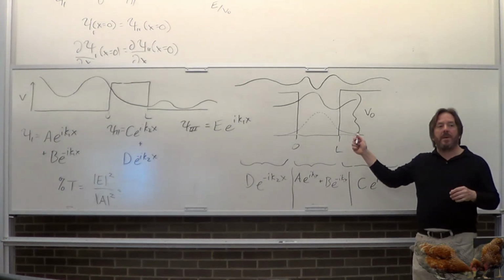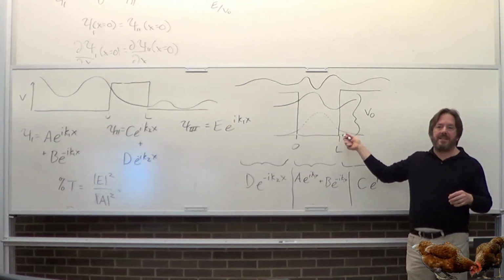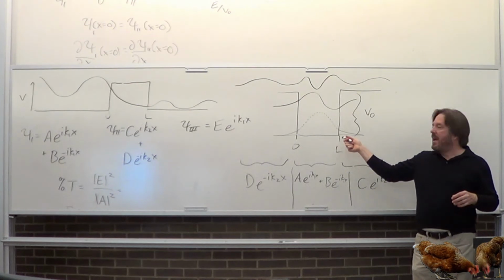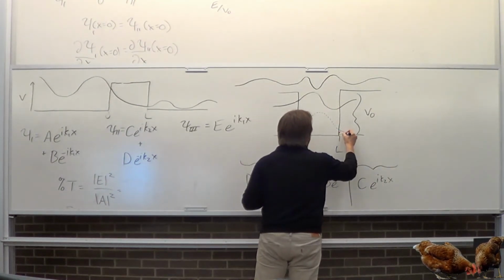Now, but it has greater potential energy. That's countering that. It has greater potential energy because now it's leaking into the box. And if it has amplitude in the potential energy region, it gains energy.